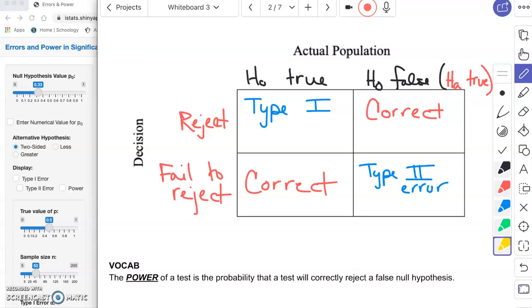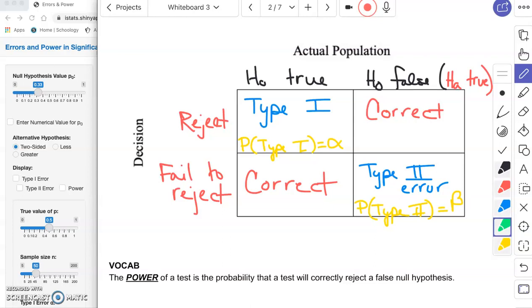Okay, the probability of a type 1 error is your alpha level. All right, that's your significance level. It's something you already know. Well, the probability of a type 2 error is sometimes called beta, and that is also equal to 1 minus the power, but let me talk about power first so that makes more sense.